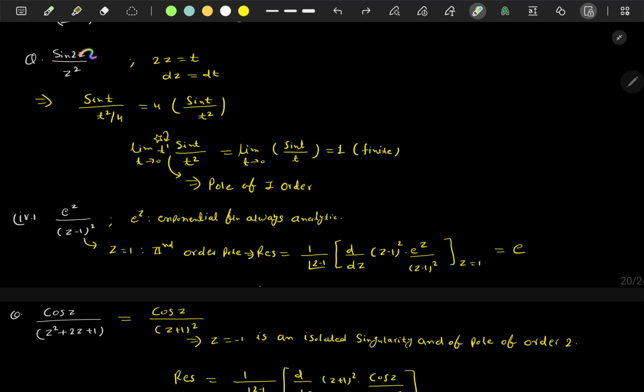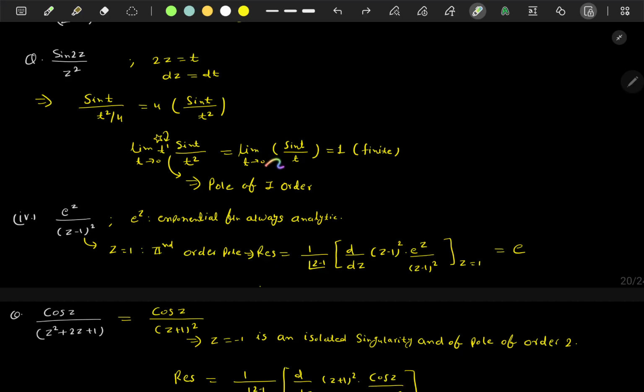Now take this, a very good form, sin 2z by z square. If you put z equal to 0, then it will give you 0 by 0 form. So you can say it's a pole of order 2, but it's not the case. Just open it by putting 2z equal to t and you will get z equal to t by 2. So you are having 4 upon sin t upon t square. Okay, now when you are taking the limit t tends to 0, we apply order 1 here.